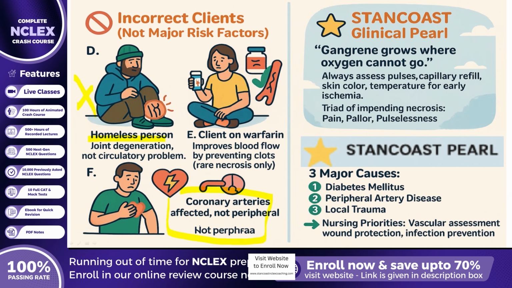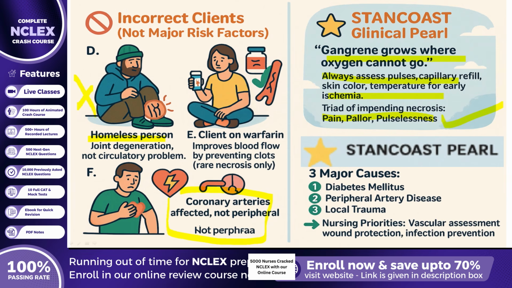Here is a vital Stancoast clinical pearl to remember. Gangrene grows where oxygen cannot go. Always assess peripheral pulses, capillary refill, temperature, and skin color in clients with vascular issues. The classic triad of pain, pallor, and pulselessness warns of impending necrosis. Early recognition and interventions, such as glucose regulation, smoking cessation, and antiplatelet therapy, can prevent irreversible tissue death.